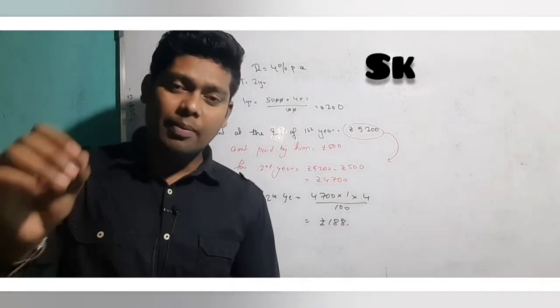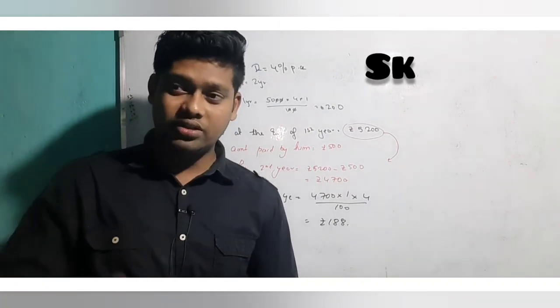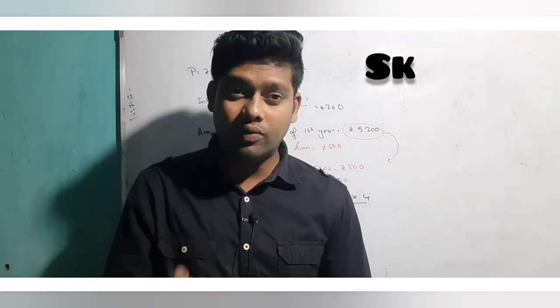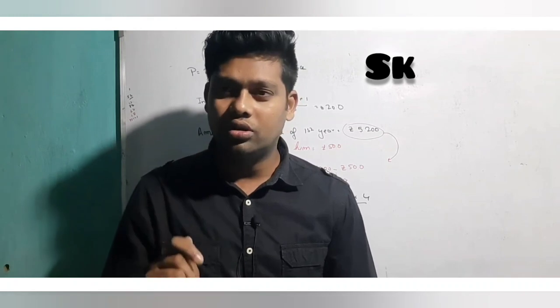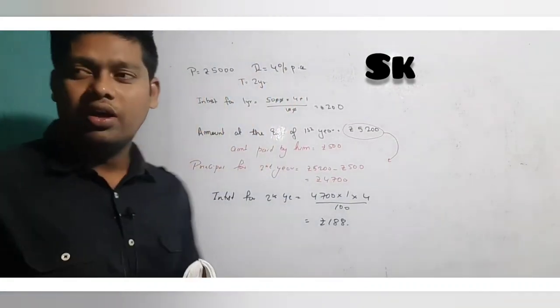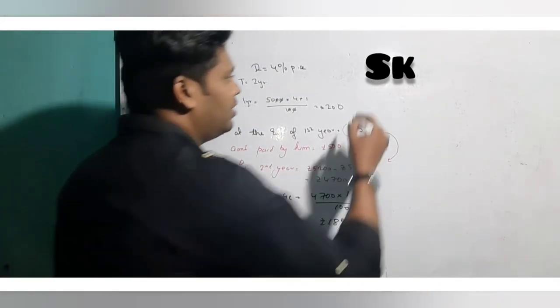But what are they asking you to find out? They are saying how much amount of loan is left. You understand the question? How much amount of loan is left at the end of second year? Amount of loan means you have to find out the amount. Okay. Amount at the end of second year. I got the interest at the end of second year. So what do I have to find out? Amount at the end of second year.